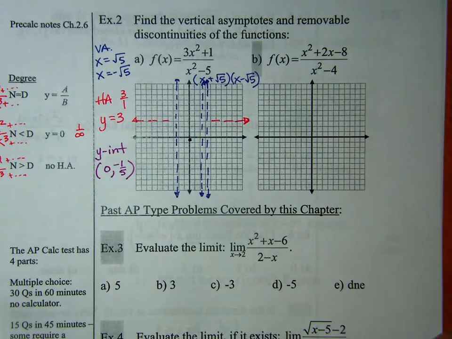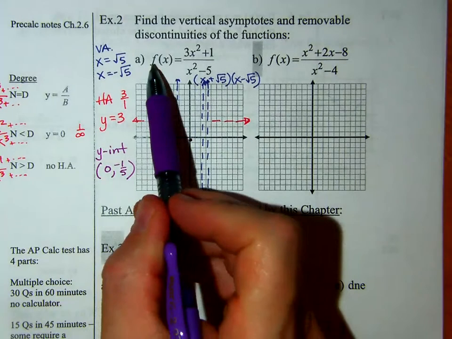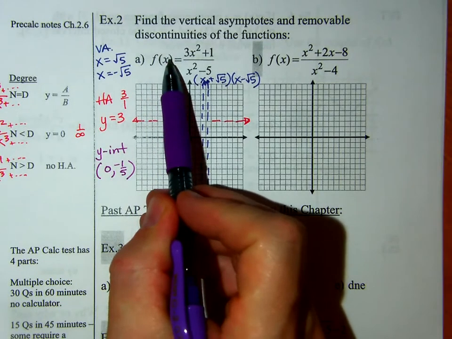Now, if we think about x-intercepts, they are when y equals 0. The only way y could be equal to 0 is if the numerator was equal to 0.